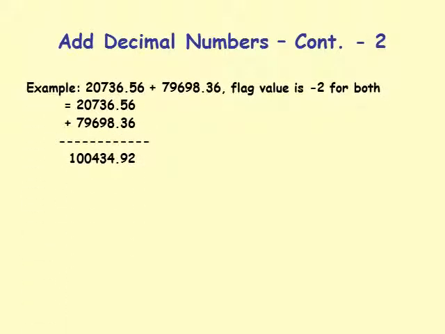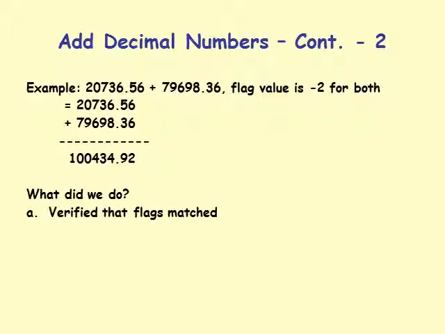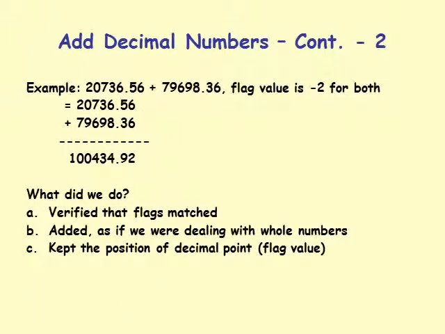Okay. So this is what we did on the previous slide. What did we do? Verify that flags match. We said minus 2 here and minus 2 here. Add it as if we were dealing with whole numbers. During adding, we just didn't care for the decimal being there. We just added as if there are whole numbers only. And after that, kept the position of the decimal point. The decimal point was 2 digits to the left of the rightmost digit, and that's what we kept. That's my flag value.